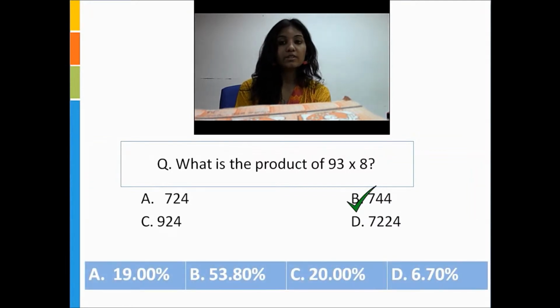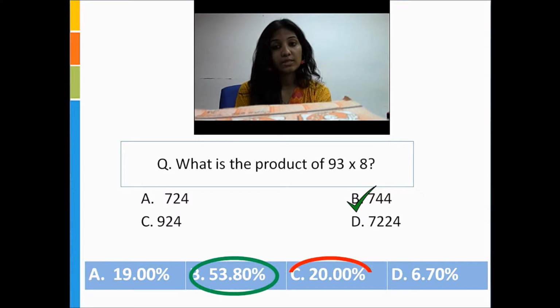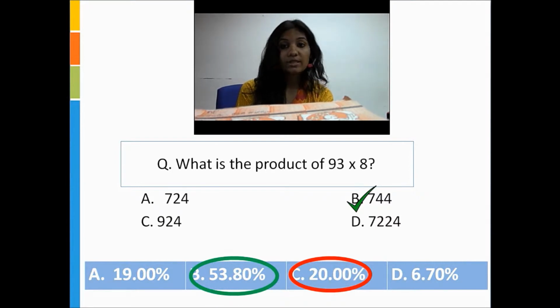About 54% of the students selected the correct option, that is option B, 744. 20% of the students selected option C, which is 924. There are two possible reasons why this may be happening. Firstly, it is possible that students remember to carry over the 2, but add this 2 only to 7 and not to 72, getting 9 instead of 74. It is also possible that students multiply 8 and 3 to get 24 and then merely bring down the 9.